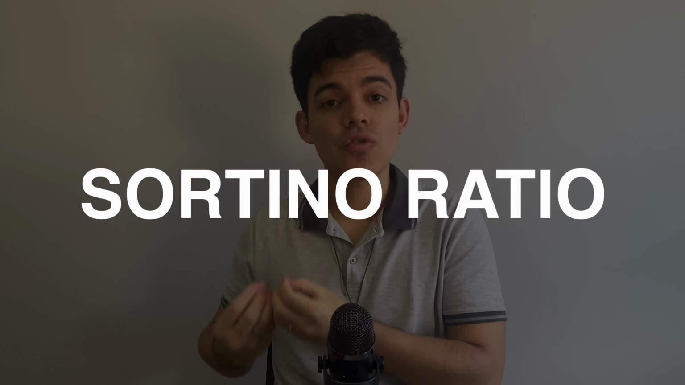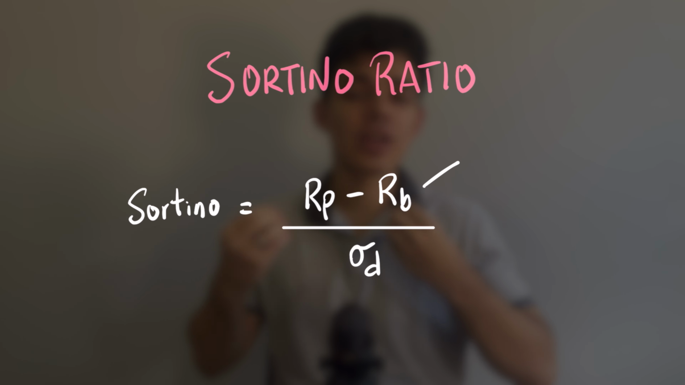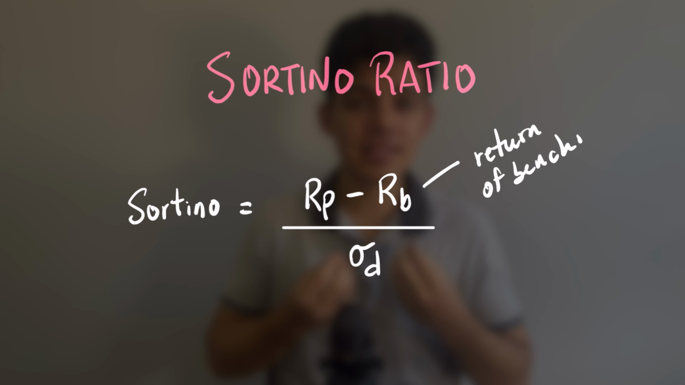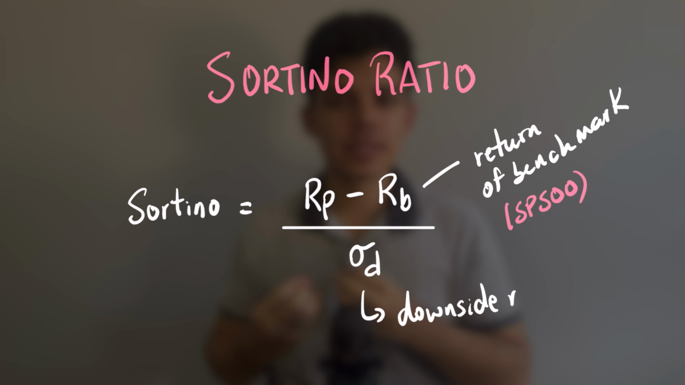But the last magic number that is my favorite is the Sortino ratio. Why? Because the Sortino ratio does the same calculation, but instead of using the risk-free return, it uses the return of the benchmark. In our case, it will be the S&P 500 index for practical purposes, and it divides it by the downside risk. Why?